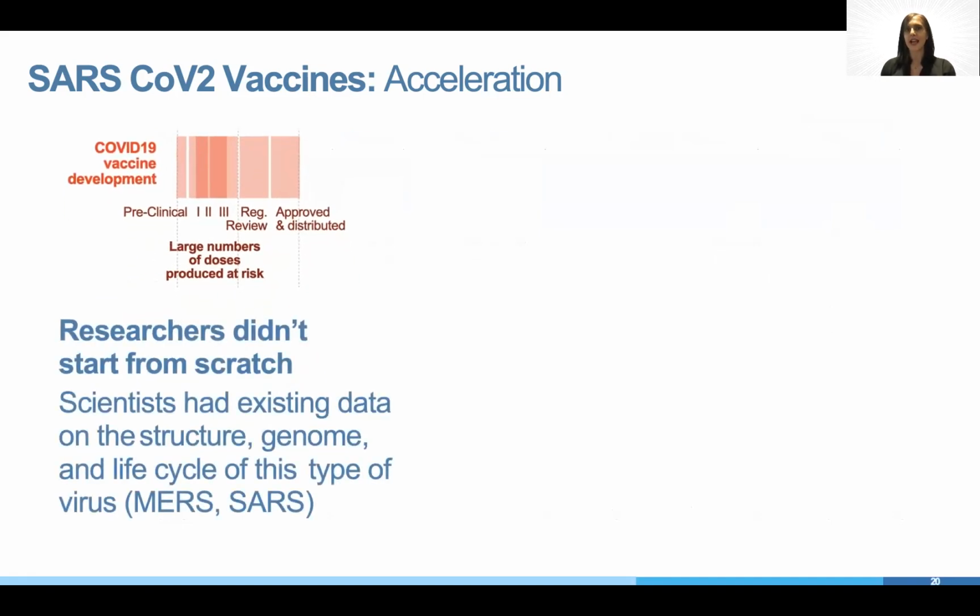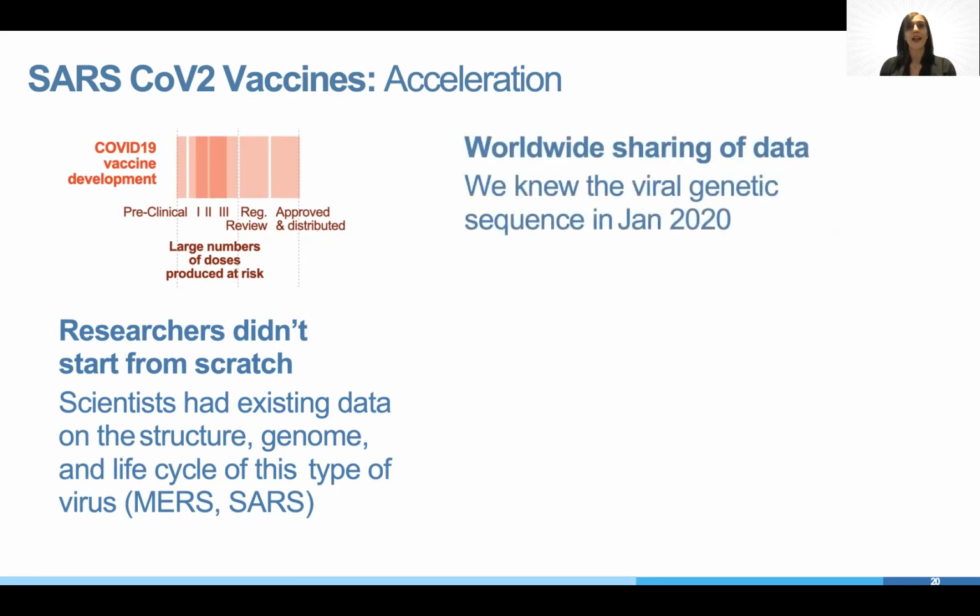So let's talk through this a little bit more. The researchers didn't actually start from scratch. SARS coronavirus 2 is very similar to earlier SARS, or severe acute respiratory syndrome, viruses that we've come into contact with before. So we didn't start from zero. Furthermore, everyone around the globe started sharing data in a very collaborative fashion from the beginning. We even knew the genome sequence of this virus in January of 2020.